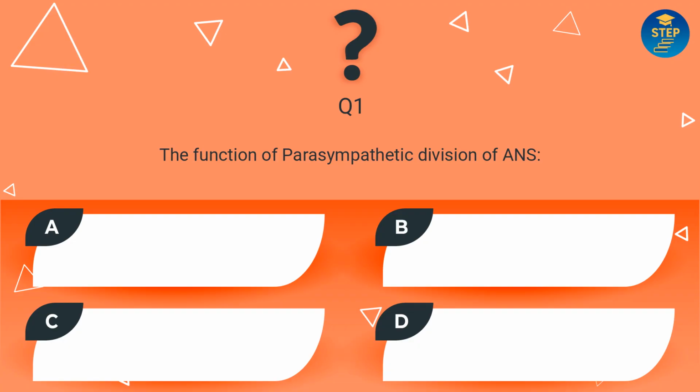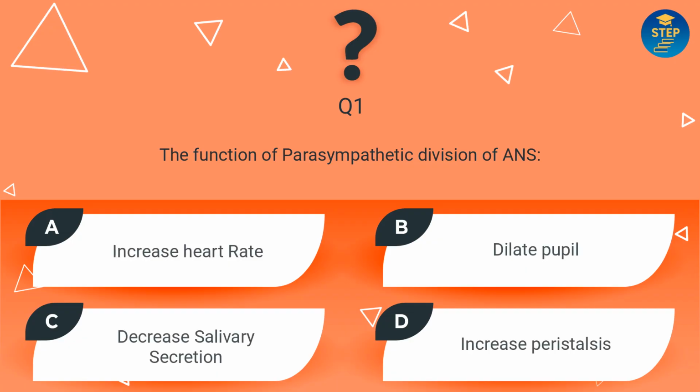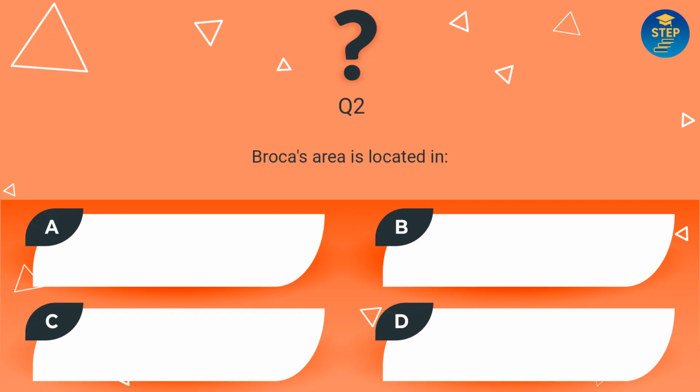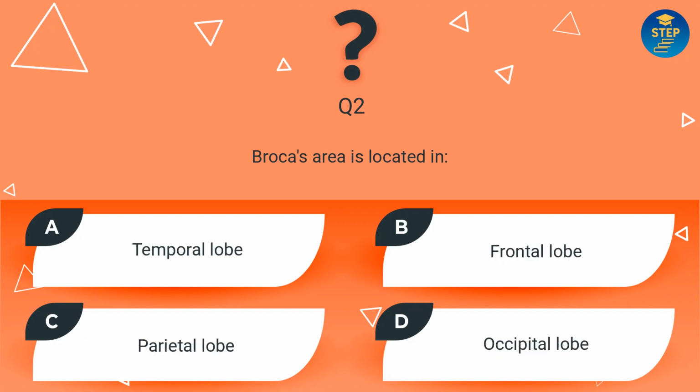The function of parasympathetic region of autonomic nervous system. Increased heart rate, dilate pupil, decreased salivary secretion, increased peristalsis. Answer is increased peristalsis. Broca's area is located in temporal lobe, frontal lobe, parietal lobe, occipital lobe. Answer is frontal lobe.